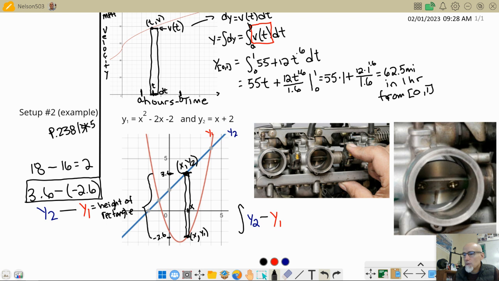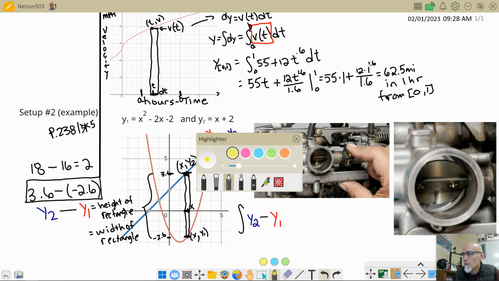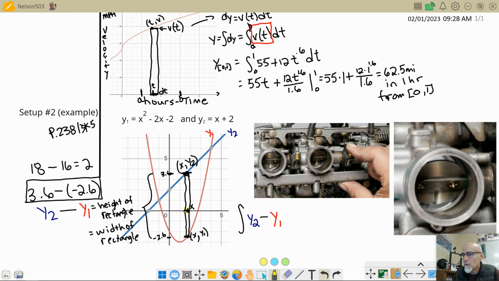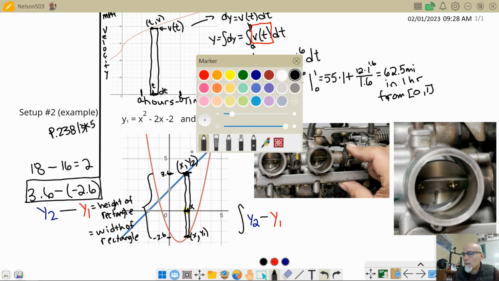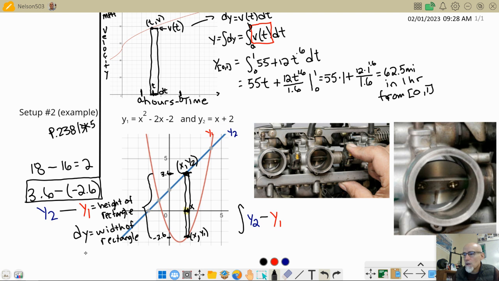What is this distance right here? What's the width of the rectangle? I want you to think about that a little bit. I'm going to turn my highlighter on and see if this helps. What is this distance right here? What's the thickness or the width of my strip? Hopefully you're saying that's dx.